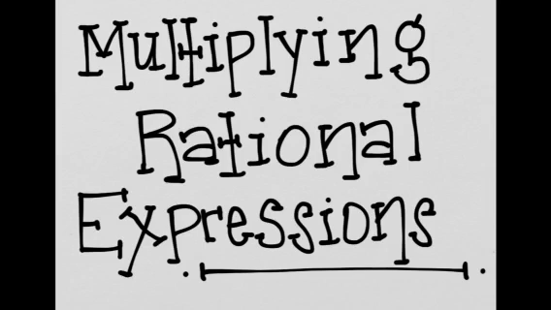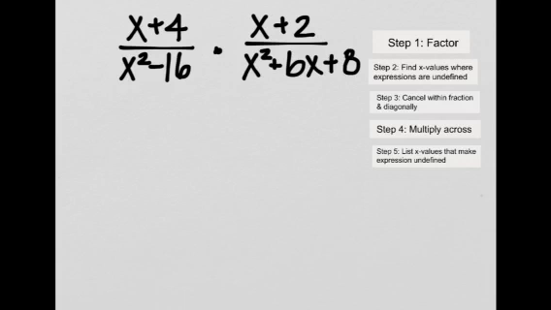So we're just going to start with an example. I think that's the easiest way to show you how to go through the process. And I have listed the steps out here for you. So to start, we have (x + 4) over (x² - 16) times (x + 2) over (x² + 6x + 8). So we have 2 rational expressions and we're multiplying them together.